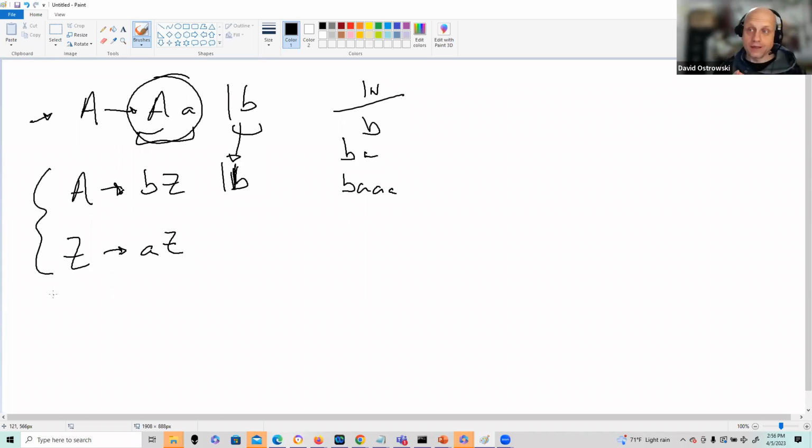But again, I prefer to break this down and get that level of comfort with the elimination of left recursion, and then we can jump right into Greibach normal form and go through the examples in a lot more efficient manner. Okay, breaking that problem down.